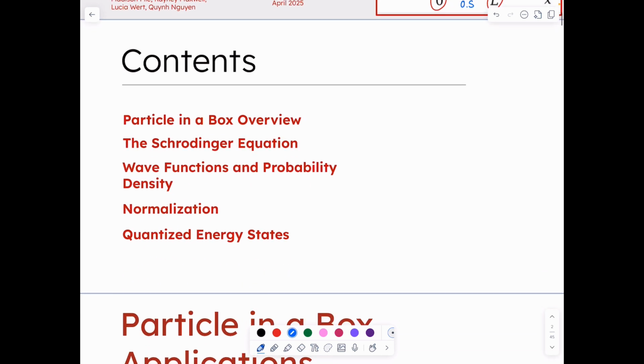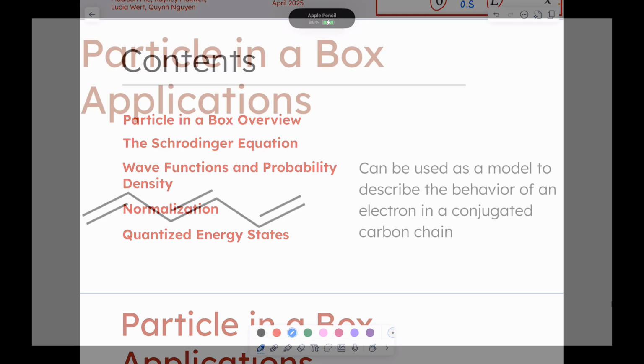For an overview of this lecture, we have a particle in the box overview, followed by the Schrodinger equation, wave functions and probability density, then normalization, and then quantized energy states, and a wrap up of why the particle in the box is important. We really hope this is helpful and helps you study for the unit exam too.